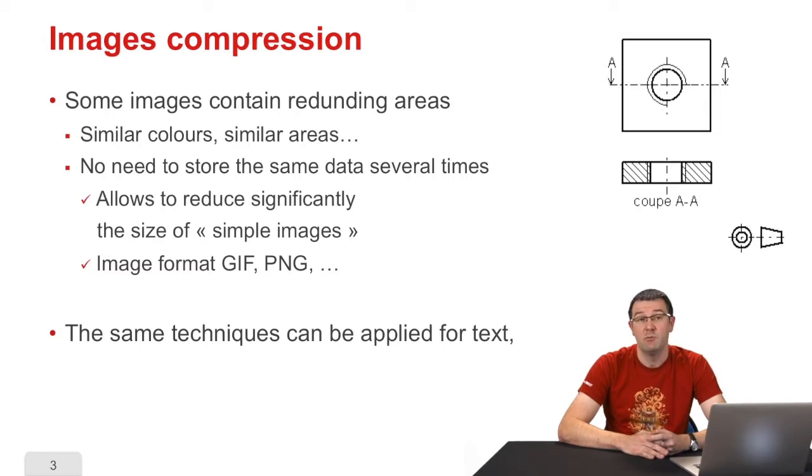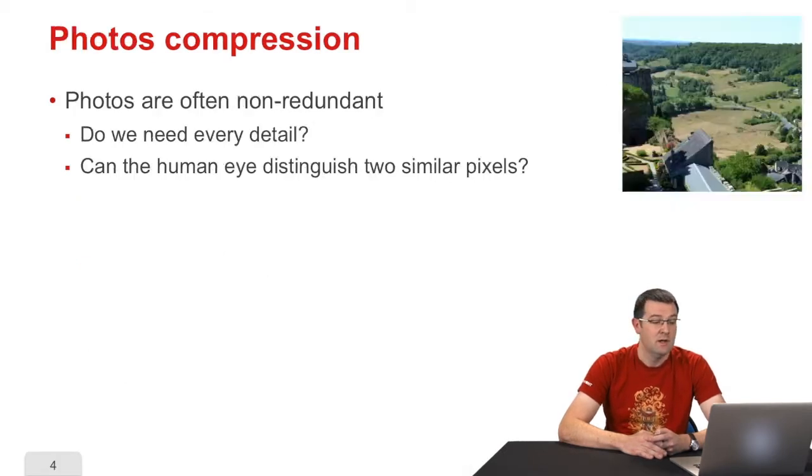Those compression techniques can very well be applied on other things, like text. For example, if the same word is repeated several times, it can be stored once, and the other occurrences will take the first storage as a reference. It can also be used for sound. If the same chorus is repeated, in the exact same way within a tune, we may be able to store it only once. Now let's talk about photo compression.